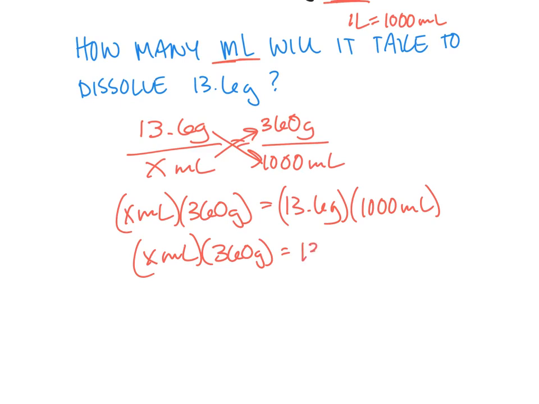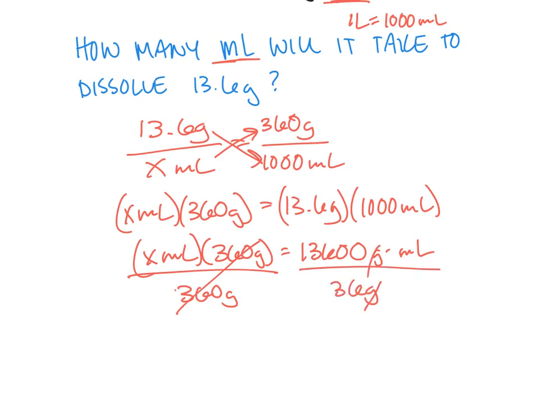Probably didn't need to type that in my calculator, but just want to make sure I get the right numbers. And then solve for X by dividing both sides by 360 grams. So I do 13600 divided by 360 and get 37.78 milliliters. So if I'm going to dissolve 13.6 grams, I need 37.78 milliliters in order to do that. So similar style as the previous question, just solving for something different.